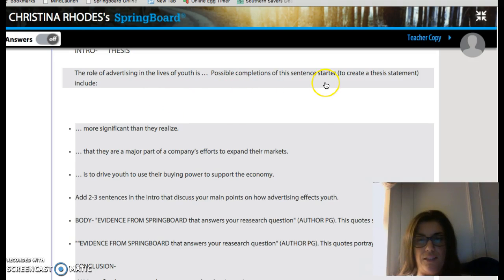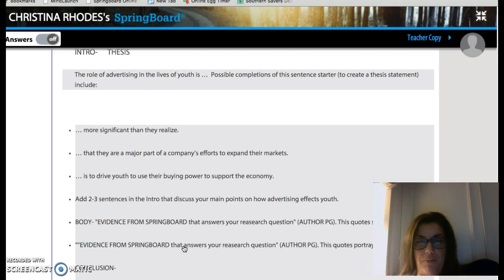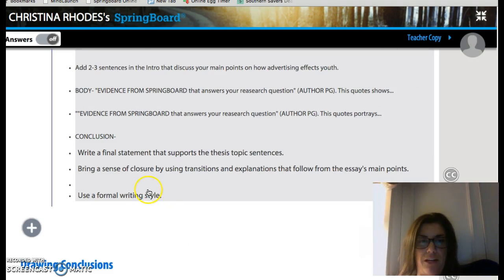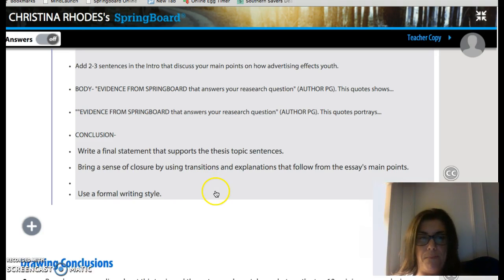So if you didn't get that the first time, I'm going to pause it and please write that down. You need 2 to 3 sentences in the intro to discuss your main point. Your body with evidence, 1 piece from Springboard, 1 piece that you research on your own. You back it up with commentary. Then you have your conclusion. It needs to be a final statement with a sense of closure that brings the essay's main points together and ends with a bang in a formal style.